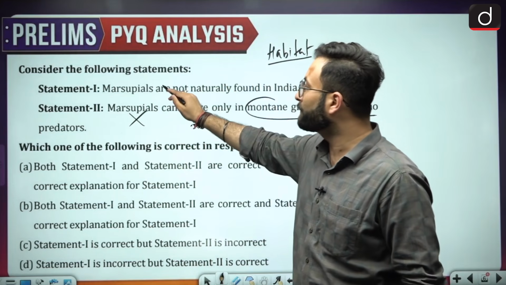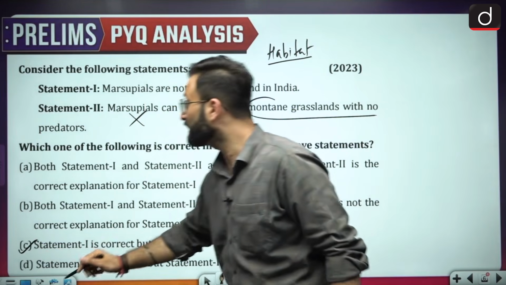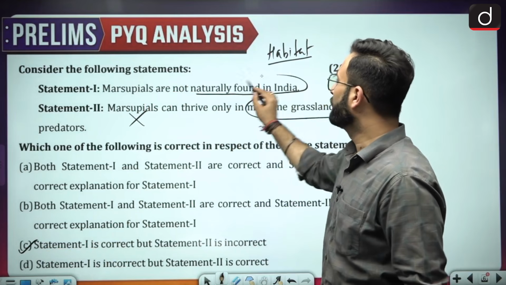That is, statement 1 is correct and statement 2 is wrong. So option C would be your right answer. When we talk about marsupials, these are not found in India.